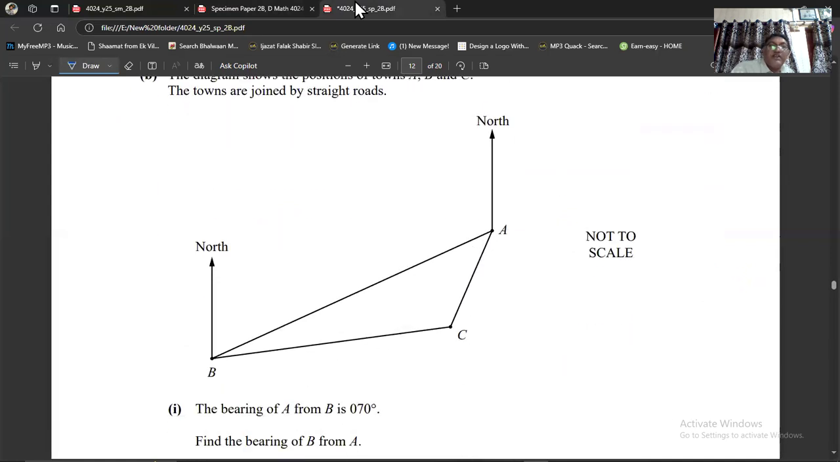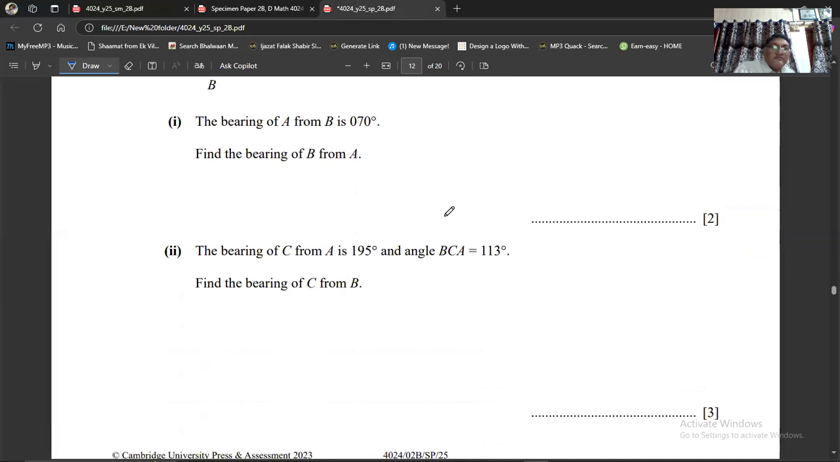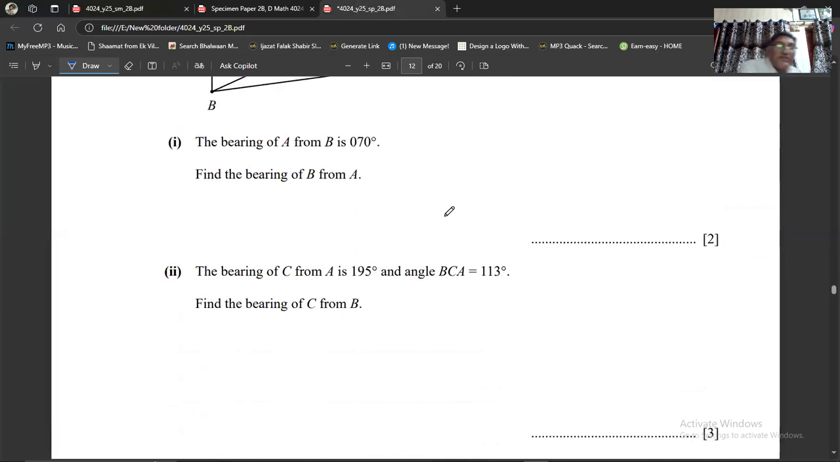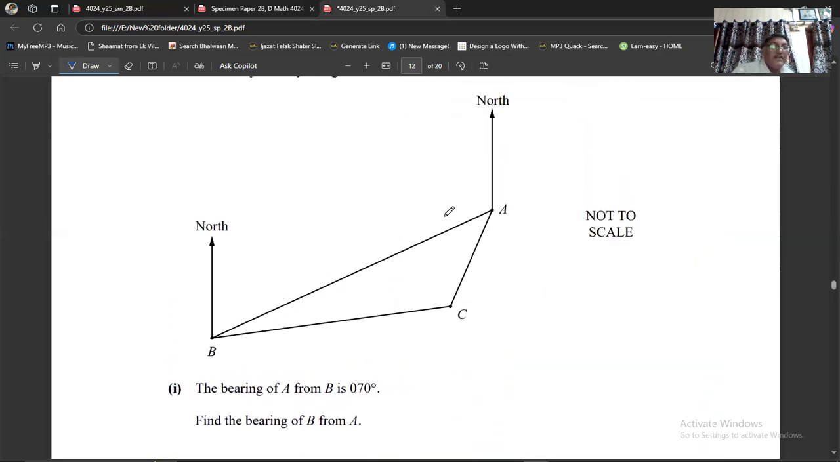Question number 14 and its B part. He says the diagram shows the position of the towns A, B, and C. The towns are joined by straight roads. So here you have A, here you have B, here you have C. On A and B, the north is also showing. The bearing of A from B is 70 degrees. So find the bearing of B from A.